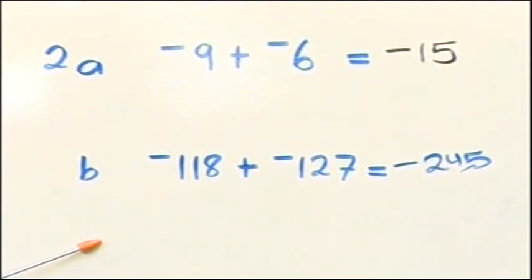Is this answer correct? 2B? Yes, negative 118 plus negative 127 is equal to negative 245. Now, receiving students, those are the answers to the two main exercises that we have done.